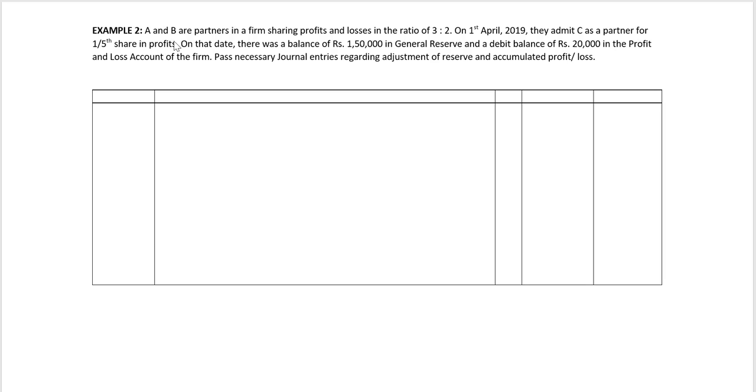Example 2. A and B are partners in a firm sharing profits and losses in the ratio of 3:2. On 1st April 2019, they admit C as a partner for 1/5 share in the profits. On that date, there was a balance of Rs 1,50,000 in general reserve and a debit balance of Rs 20,000 in the profit and loss account of the firm. Pass the necessary journal entries regarding the adjustment of reserves and accumulated profit or loss. So let's go ahead with the solution.